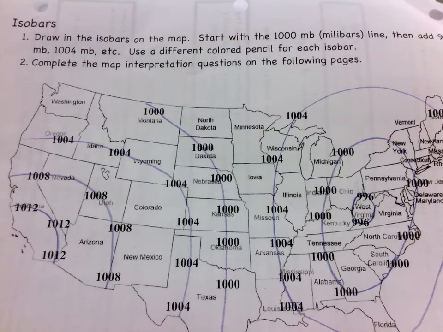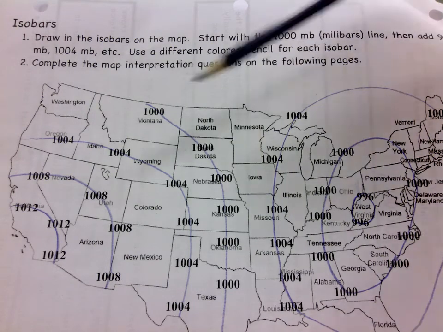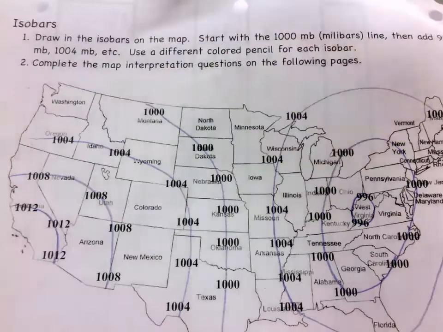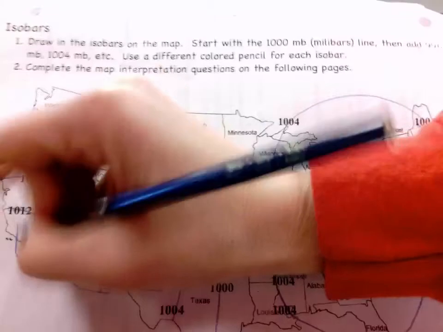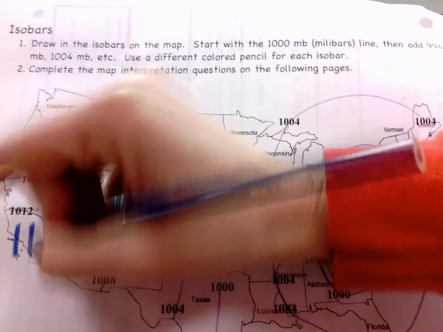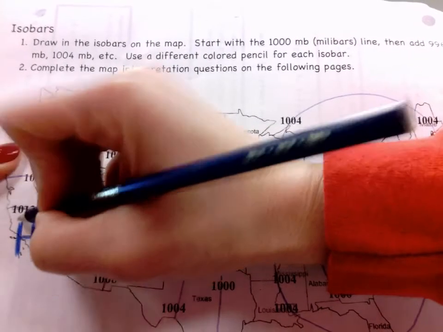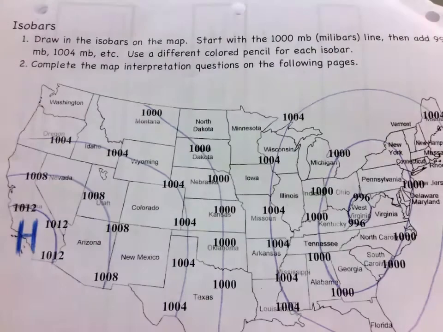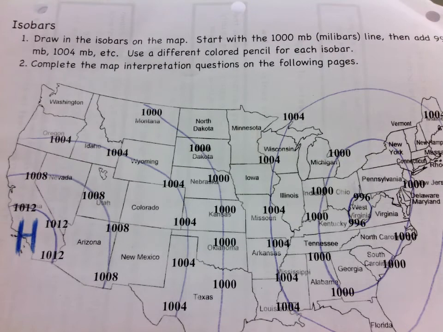Okay, so I'm going to look for the place where I have the biggest numbers. As I eyeball my map, I've already connected all the lines, so I just have to find the line that has the highest number, which happens to be over here, over San Diego. And I'm going to mark a nice, big blue H.